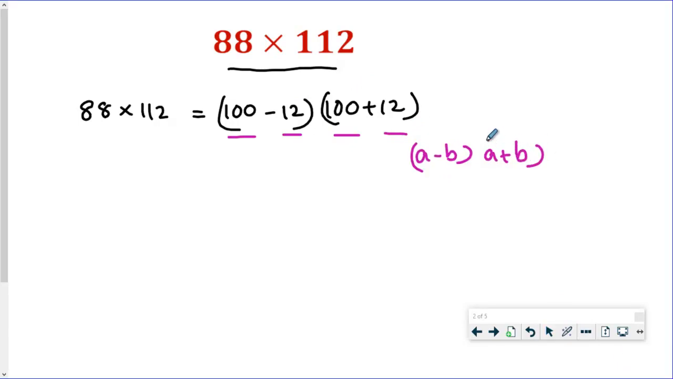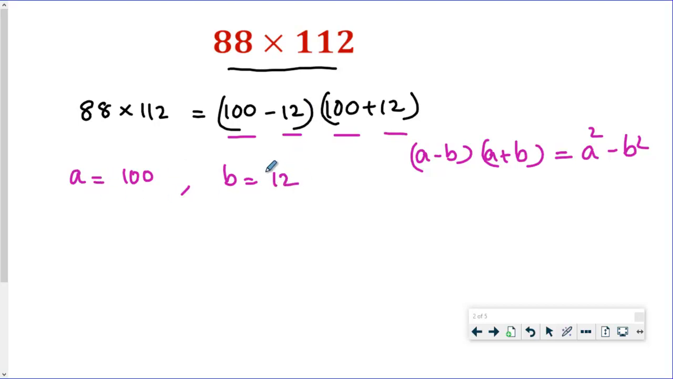We know that (a minus b) into (a plus b) is equal to a square minus b square. So here we can compare our expression with the identity. In the identity, the first term is a, and in our expression the term is 100, so a is equal to 100. The second term is b, so in this expression b is equal to 12.